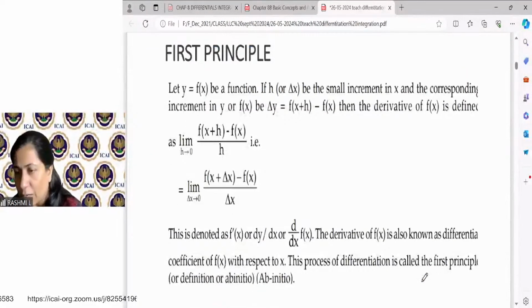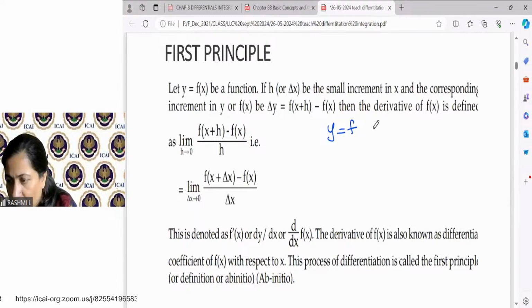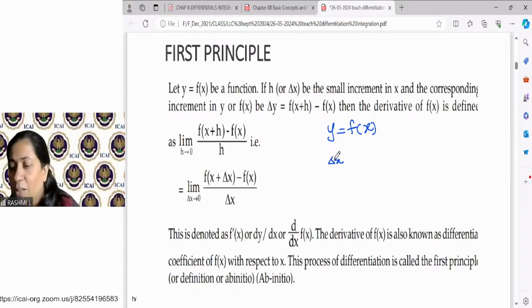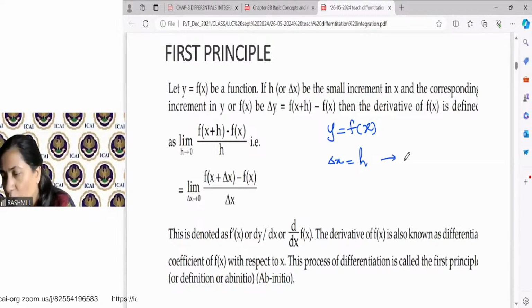The theory question you can have is on the first principle. Here we say let y be f(x), that is, y is a function of x. Then we say there is a small change in x, which we write as delta x. This triangle is called delta. We can also call it h. If h, that is delta x, is a small increment in x, what will be the corresponding change in y?